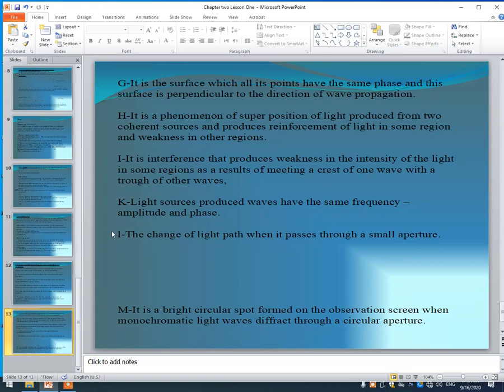The next question, the change of light path when it passes through a small aperture. This is the Airy experiment, and this is called, yes, the light diffraction. The last question here, it's a bright circular spot formed on the observation screen when a monochromatic light wave diffracts through a circular aperture. Yes, this is called the Airy disk.